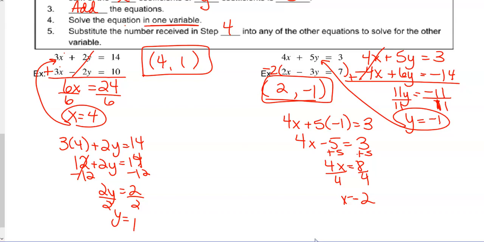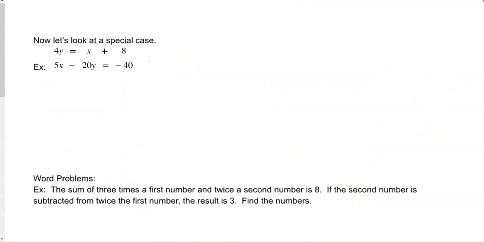All right, so let's turn to the back side. Last page of this note. So let's look at a special case. Okay, now this one also has a case where we would end up having to get it into ax plus by equals c. So what I'm going to do, I'm going to go ahead and subtract that x over. And what I get is a minus x plus 4y equals an 8, along with a 5x minus 20y equals a negative 40.